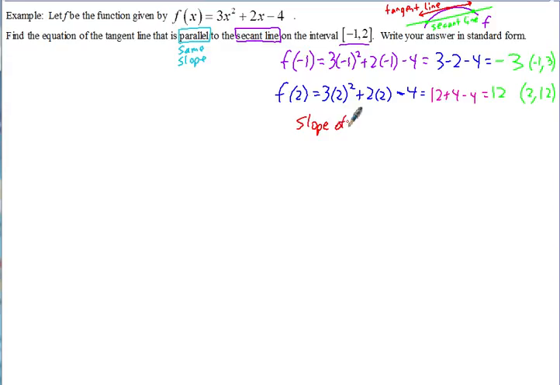Again, the slope formula between 2 points: difference of the y's, so negative 3 minus 12, over the difference of the x's, negative 1 minus 2. That gives you negative 9 over negative 3, which is 3. So that's the slope of the secant line, and we want the tangent line to be parallel to that, at the same slope. So this is the slope of the tangent line as well.